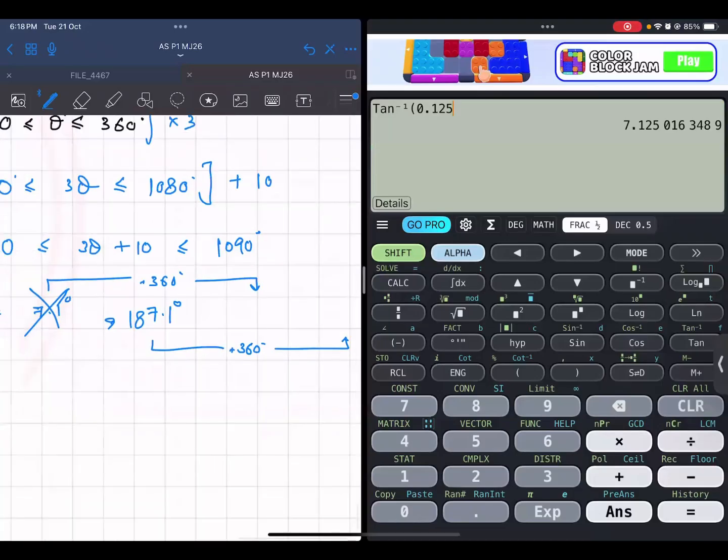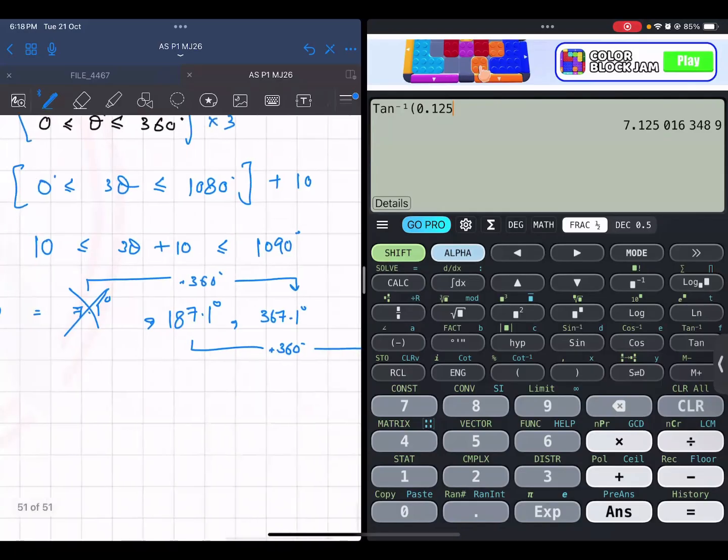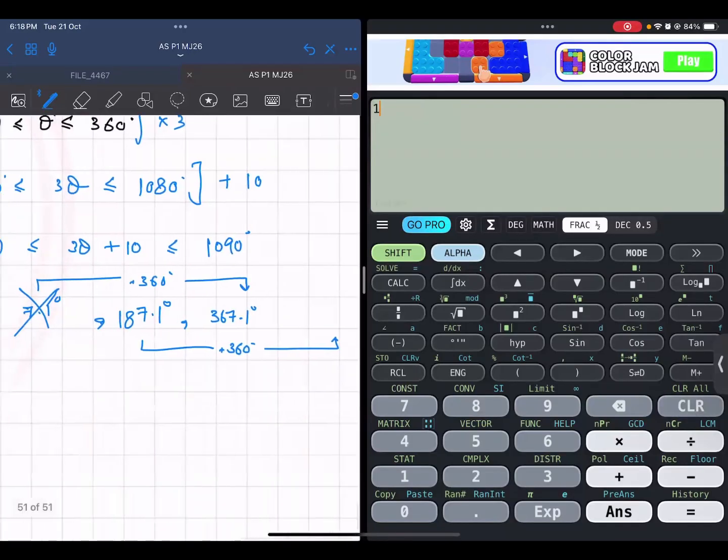So this would become 367.1. Now look, this is within the range. This is between 10 and 1090. And then the next one is 187.1 plus 360, which is also within the range, 547.1. Similarly, you can still go further. The range is still 1090.